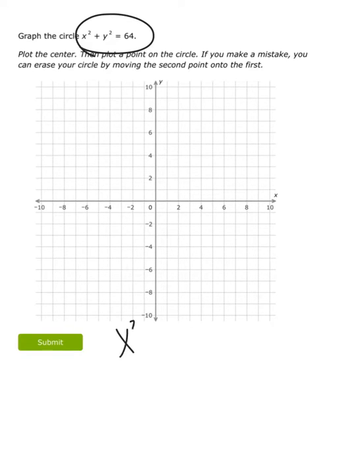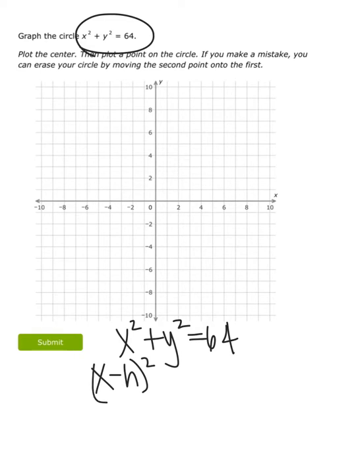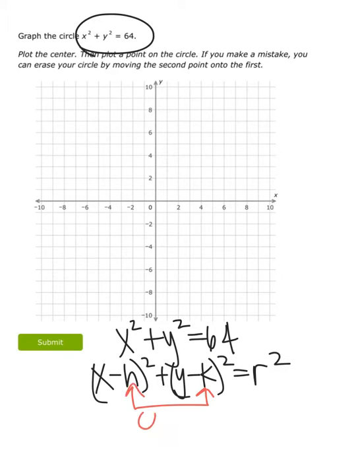x squared plus y squared equals 64. Let's go over the entire circle equation before we get started. Remember, it's (x minus h) squared plus (y minus k) squared equals radius squared. Your h, k creates your center.